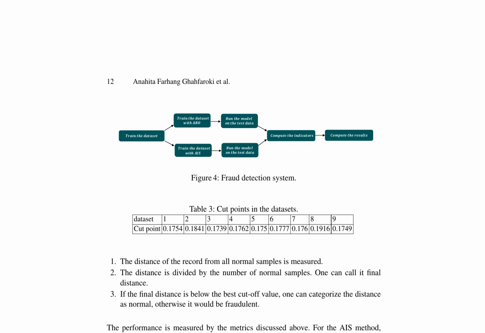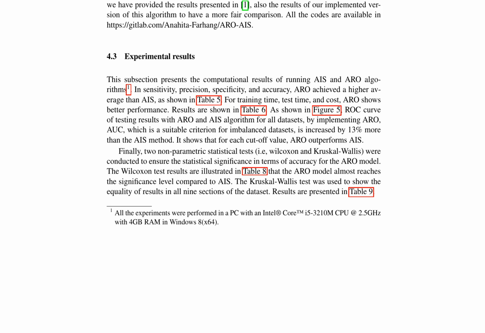The dataset used for this study is from a Brazilian bank, with 3.74% of transactions being fraudulent. The dataset was split into 9 parts for training and testing. The fraud detection system was trained using both ARO and AIS methods, and the performance was evaluated using metrics such as sensitivity, precision, specificity, and accuracy.